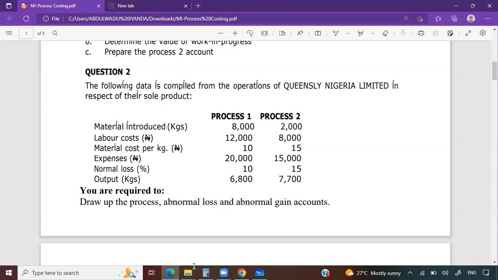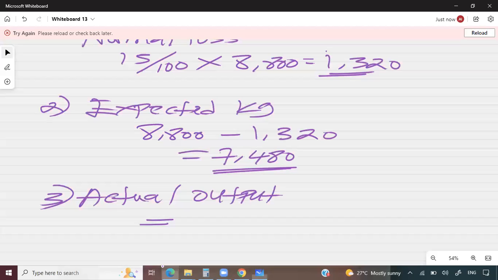The actual output is what? 7,700. Our actual output is 7,700. So I want to ask at this moment, what do we have now? Do we have abnormal loss or abnormal gain? Put it in the chat box. What occurs here? Do we have abnormal gain or abnormal loss?